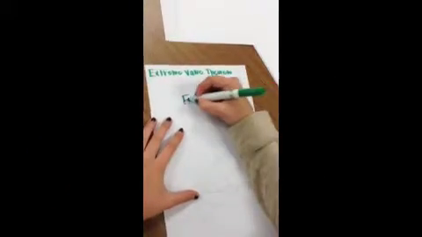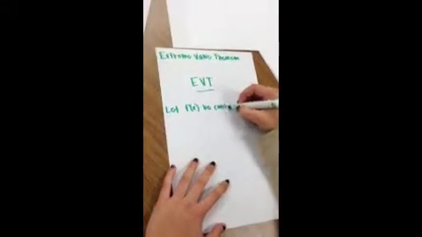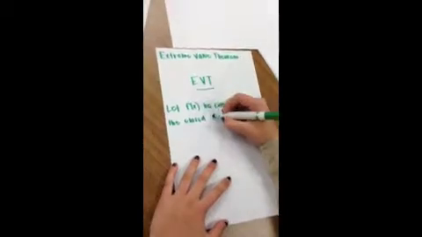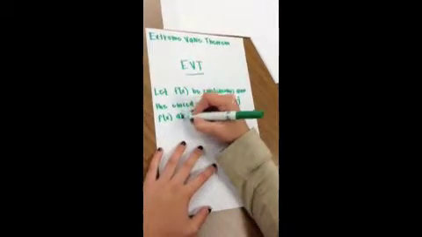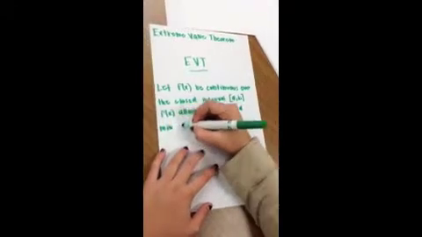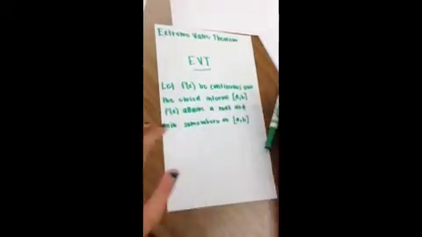Okay, the first theorem is the extreme value theorem, or the EVT. Let f of x be continuous over the closed interval between a and b. f of x attains a max and min value over this interval.